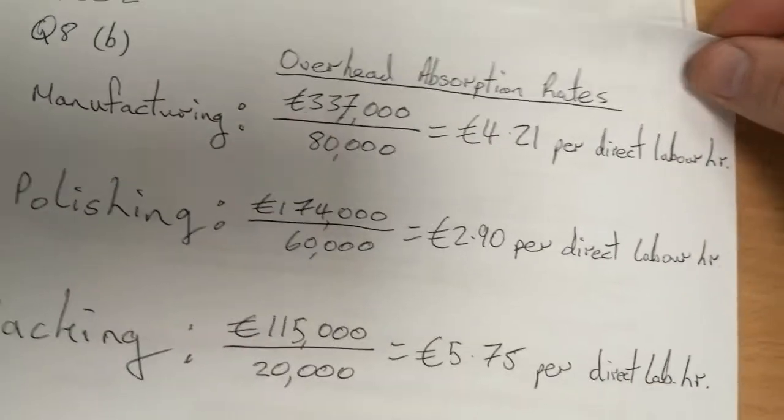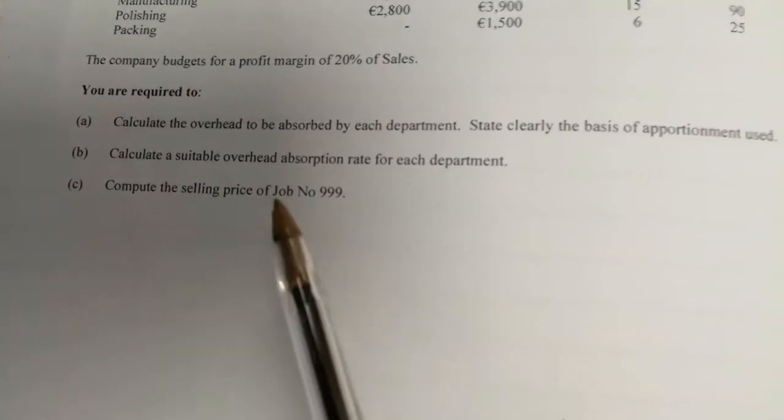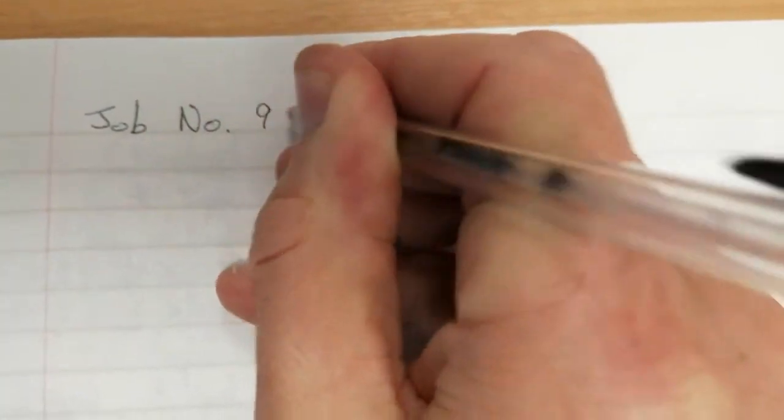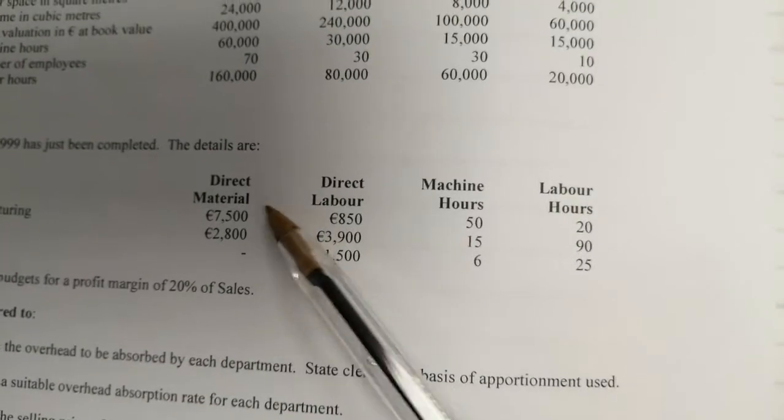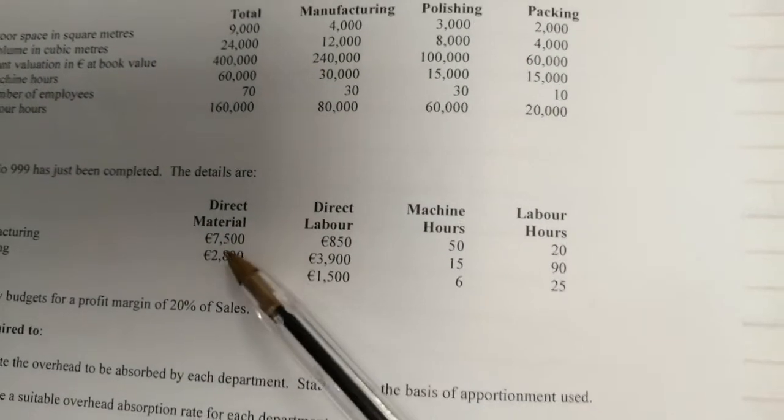Okay, so let's get started with it. For a start, it says compute the selling price of job number 999. As a title, and again, this is management accounting, titles aren't as rigid as in financial accounting, so some suitable title will do. I'm just going to say job number 999. That'll do. The next thing we're going to do is put down the information that they already give us about the costs of job number 999.